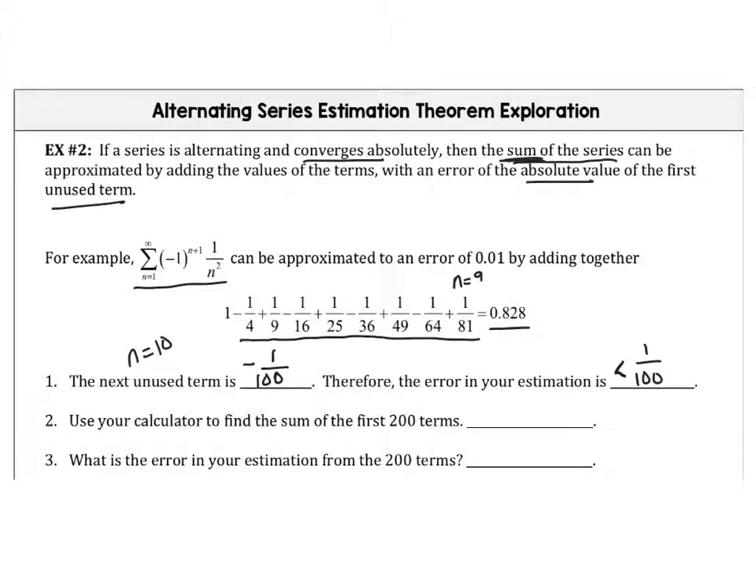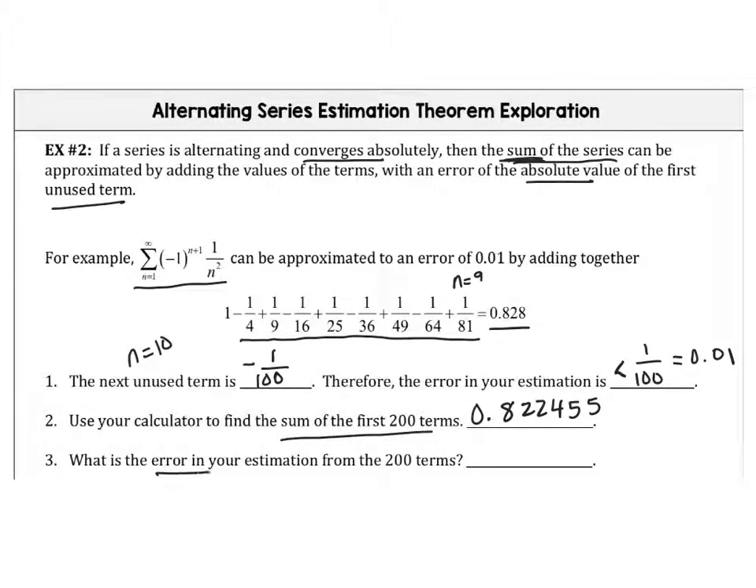That is exactly 0.01. So if we use our calculator and find the sum of the first 200 terms, we're going to end up with 0.822455.